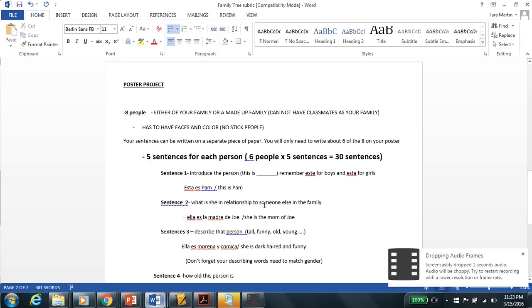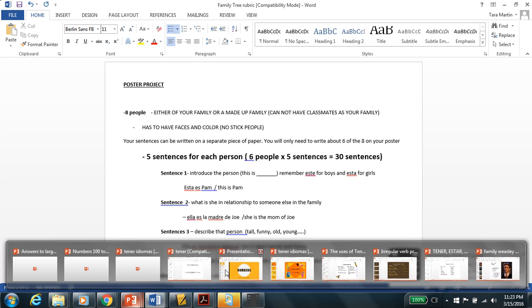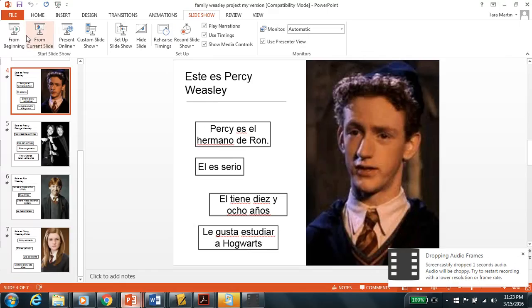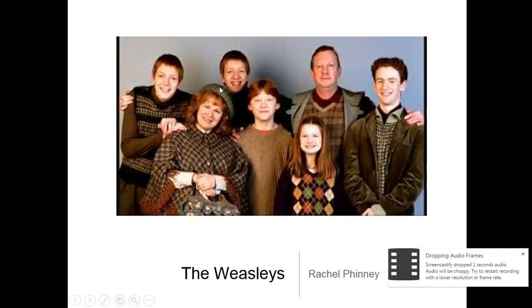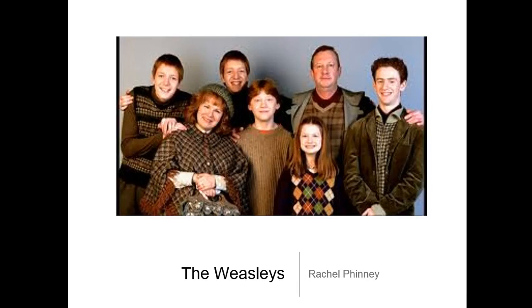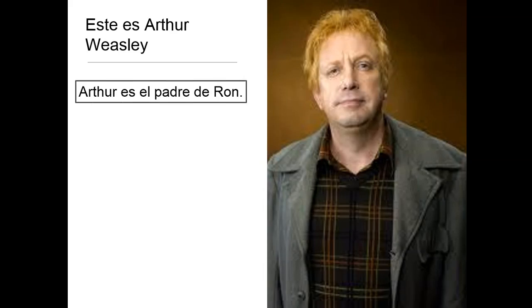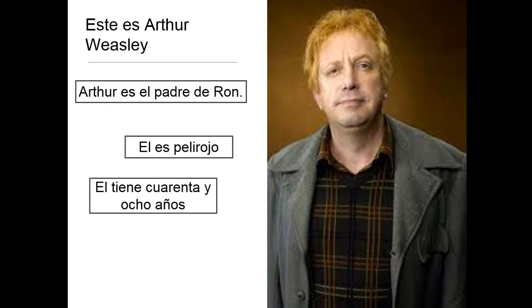Anyway, so I'm going to show you an example really quickly of my project. You can find this in my Google Classroom, but I had a student a couple years ago do the Weasleys. So obviously here's her front cover, and then she started explaining, this is Arthur Weasley. "Arthur es el padre de Ron." He is the father of Ron. "Él es pelirrojo." He is a redhead. "Él tiene 48 años." He is 48 years old.